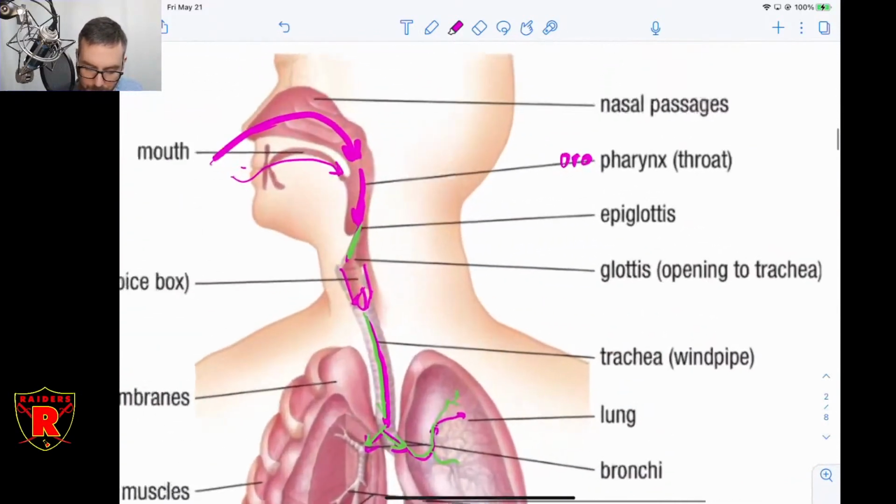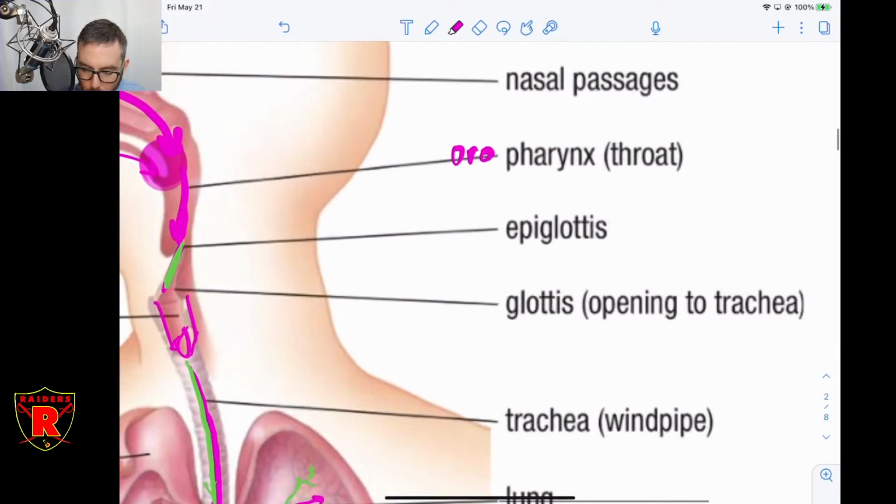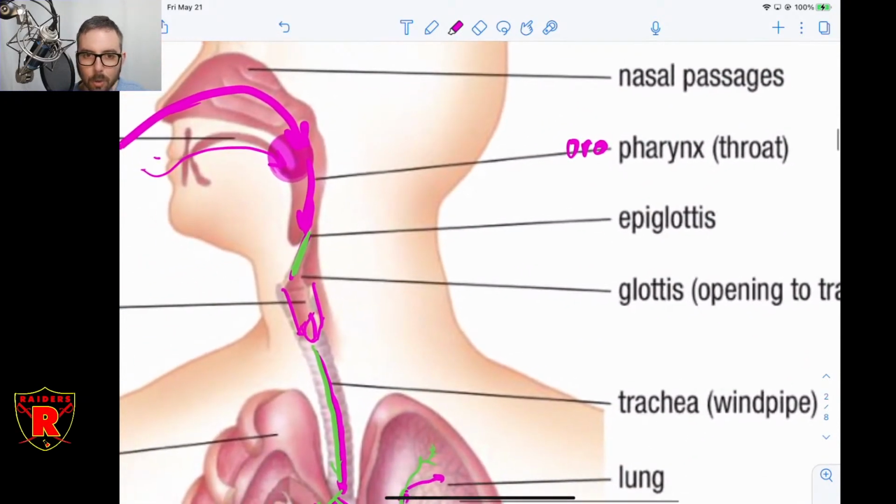Then the air is going to pass through the pharynx. Okay, so that's the pharynx right here, the back of your throat. Sometimes it's called the oropharynx. Oropharynx is basically just the back of your throat. Oro meaning that it's from the oral cavity to the throat. So it's sort of like this transition area of back of mouth to back of throat. That's oropharynx.